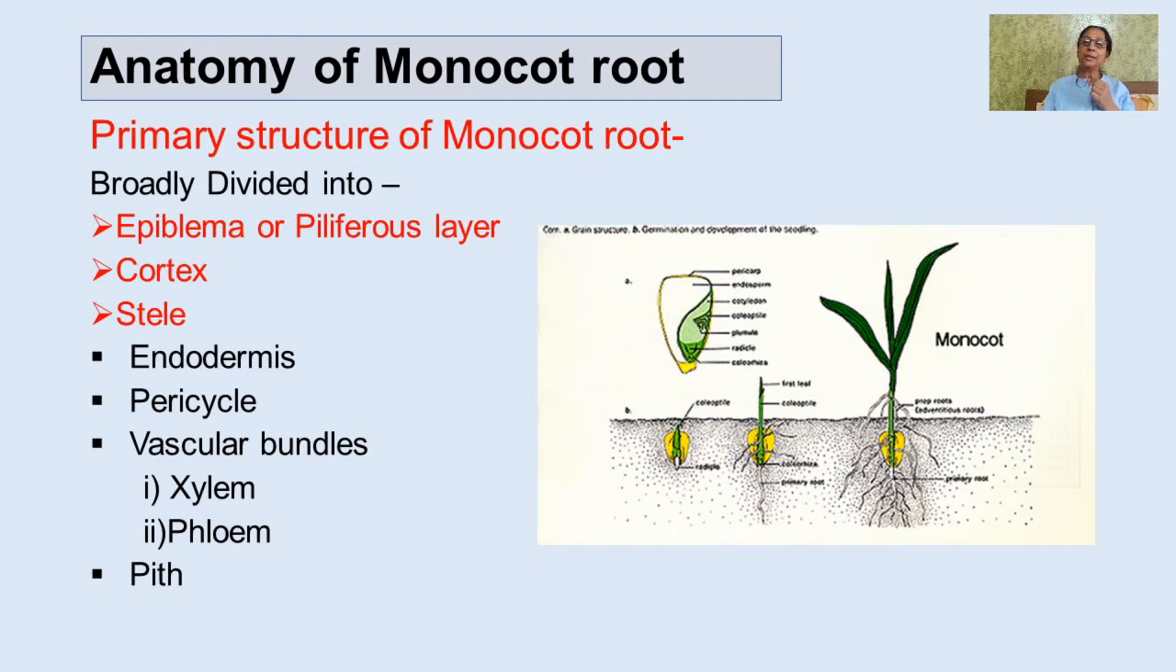The first one, the outermost one, is the epiblema. We also call it the piliferous layer. Second is the cortical region, that is the cortex, and third is the stellar region, which is also called the stele. The stele consists of the endodermis, the outermost layer. Then below the endodermis is the pericycle. Then the vascular bundles are present, which consist of the vascular tissues, that is xylem and phloem, and in the center there is the pith. Now we will see in detail the structure of each and every part of the root.